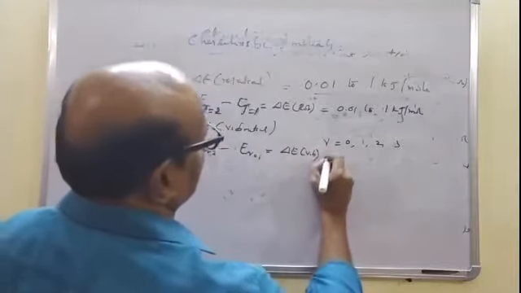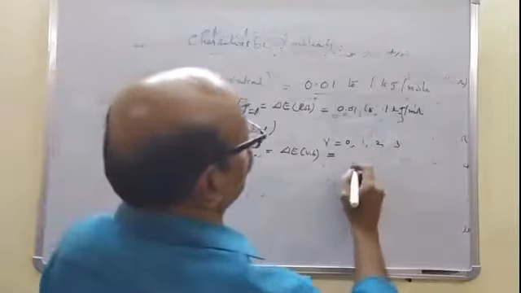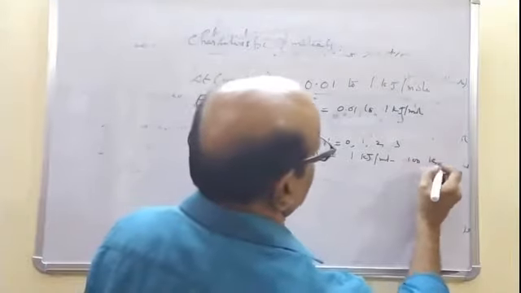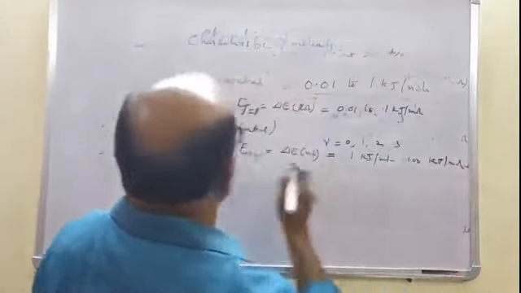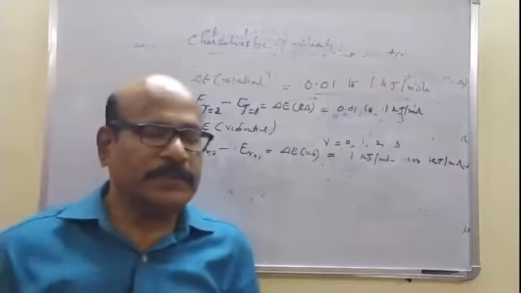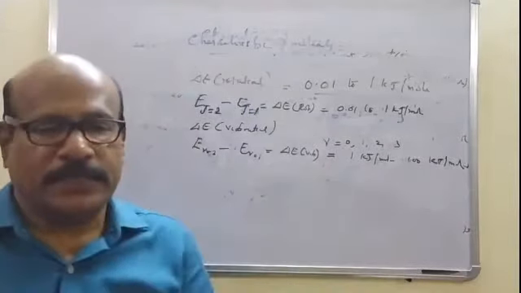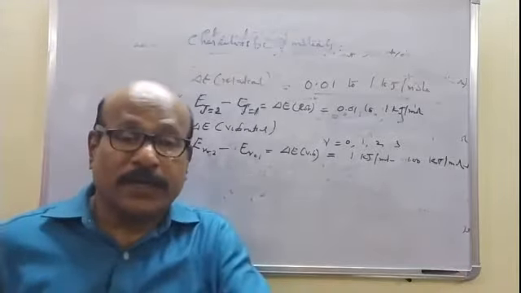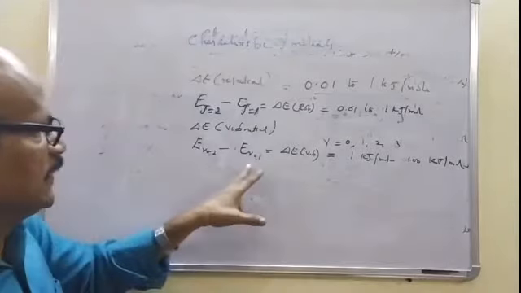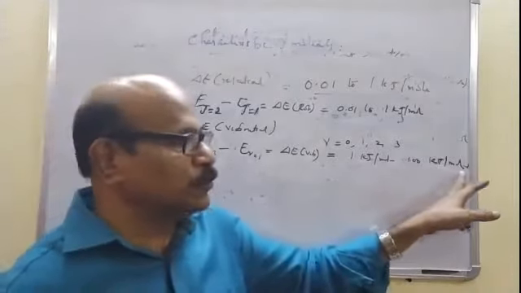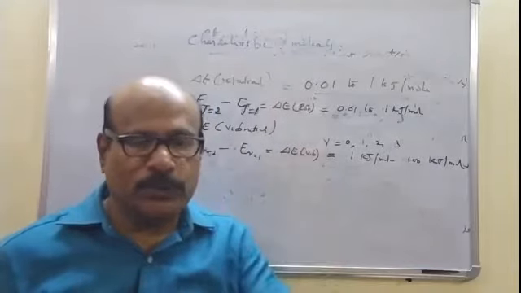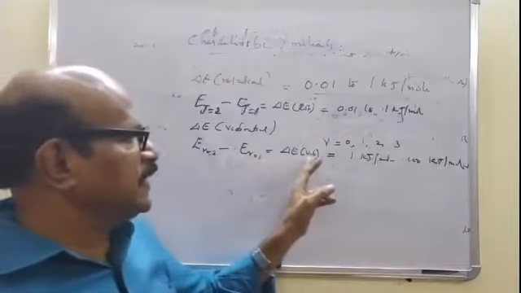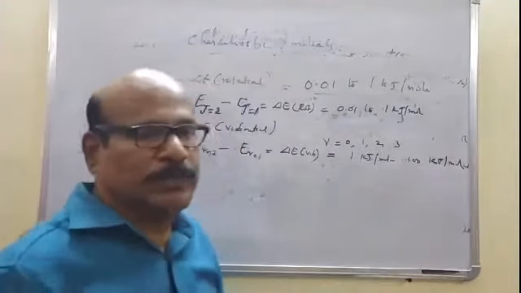Delta E vibrational is found to be of the order of 1 kilojoule per mole to 100 kilojoule per mole. So the spacing between any two vibrational levels of a molecule having vibrational energy as its characteristic lies between 1 kilojoule per mole and 100 kilojoule per mole. That is the vibrational energy level difference, delta E, of 1 to 100 kilojoule per mole.